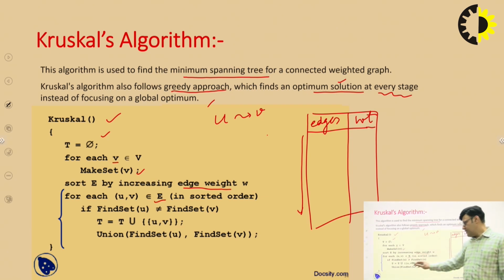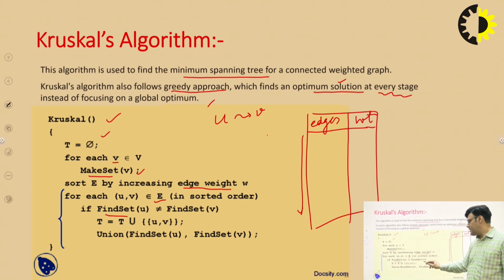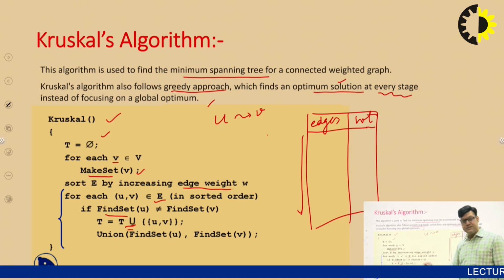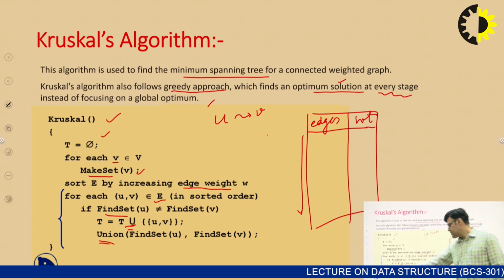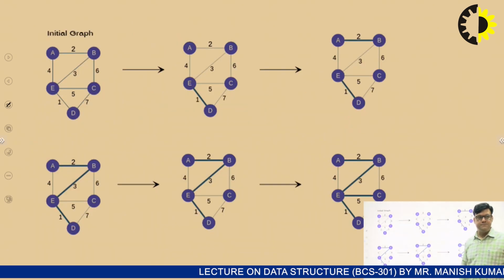Okay. If find set u is not equal to find set v. This is the make set operation. Another is the find set operation. Find set u is not equal to find set v means that edge is not already in the set. Then we have to take that edge. Okay. So we will perform a union operation. One by one we will add a new edge into our set by performing the union operation on find set u and find set v. So this is a simple algorithm.